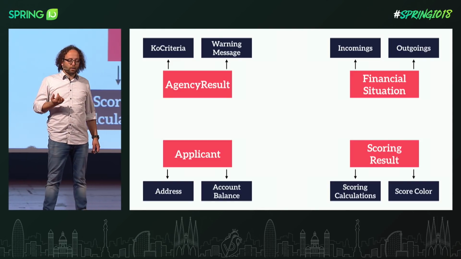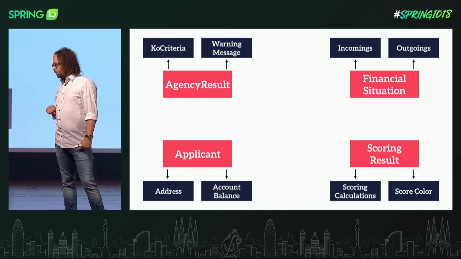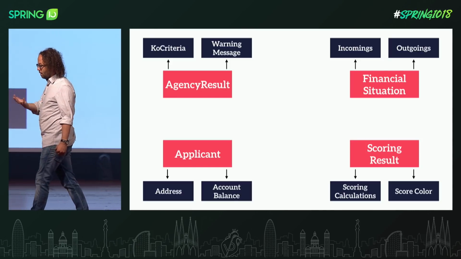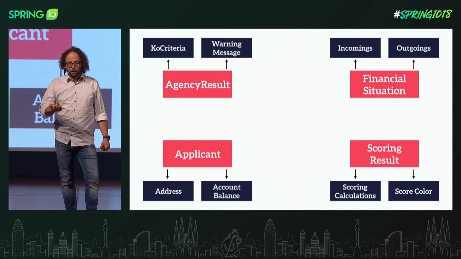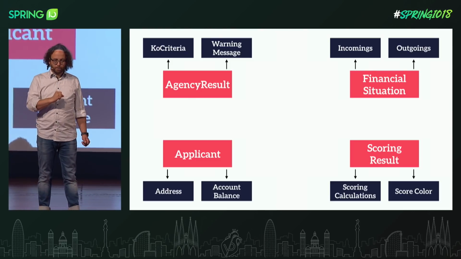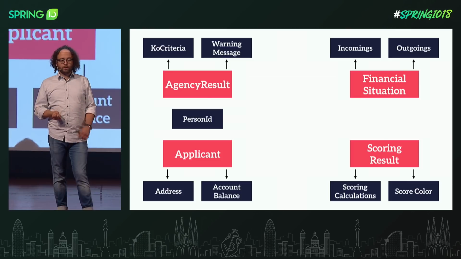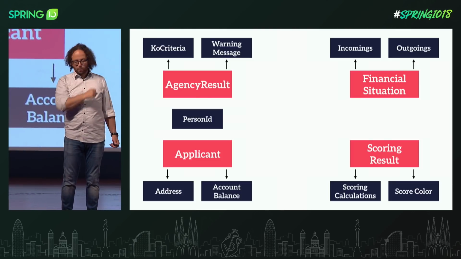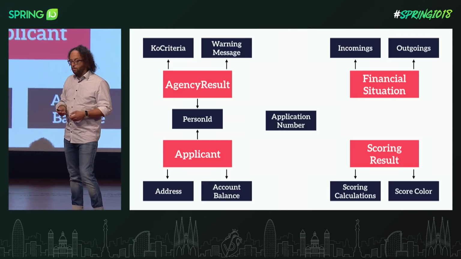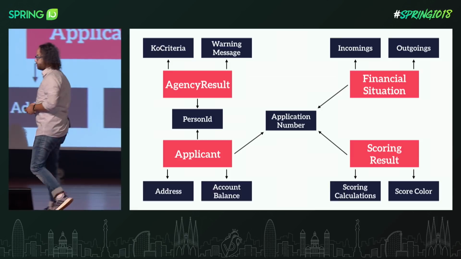So one way that we could hook up the applicant with the agency result would be that the agency result references an applicant, or that the applicant references an agency result. That's one way of dealing with things. But we would hook up those things quite closely together. Another way is adding a new value object to it, a person ID, which is only suitable in the scoring bounded context, and both reference this person ID. And then we finally have the application number, which is the application, and this hooks up into all of those things and brings them together.